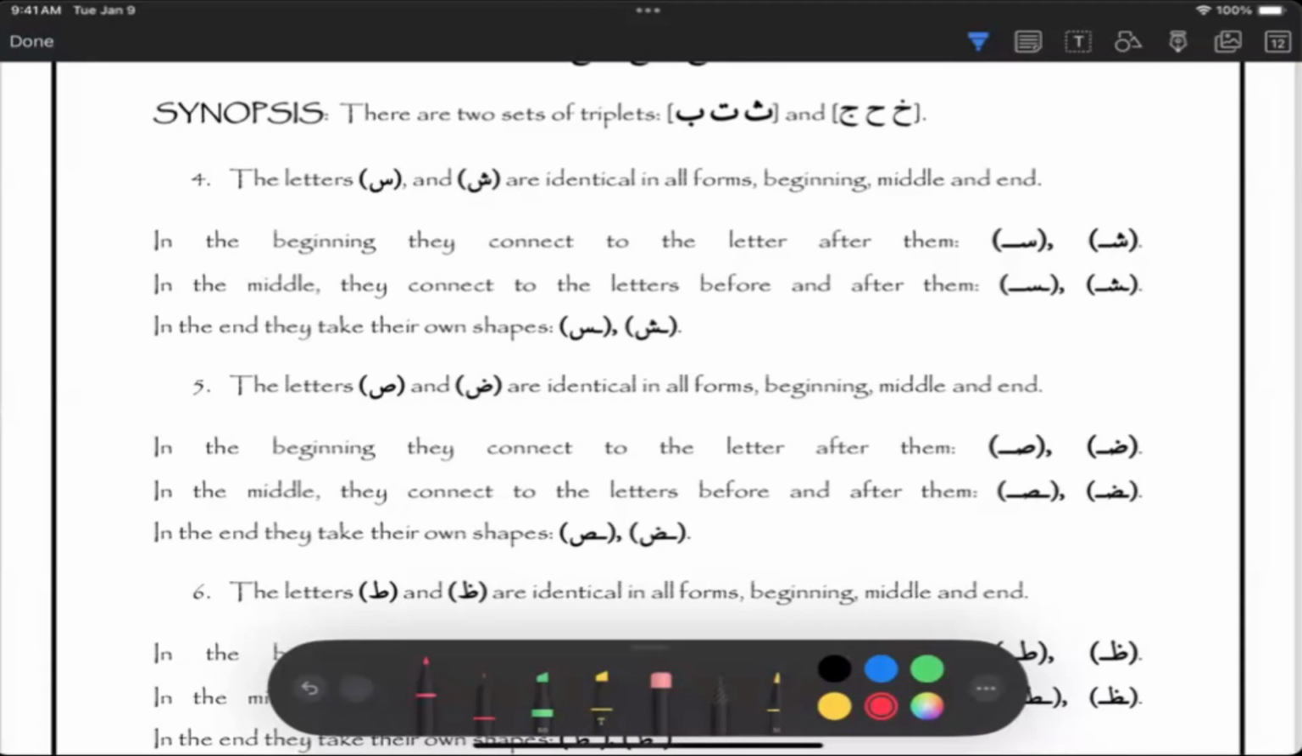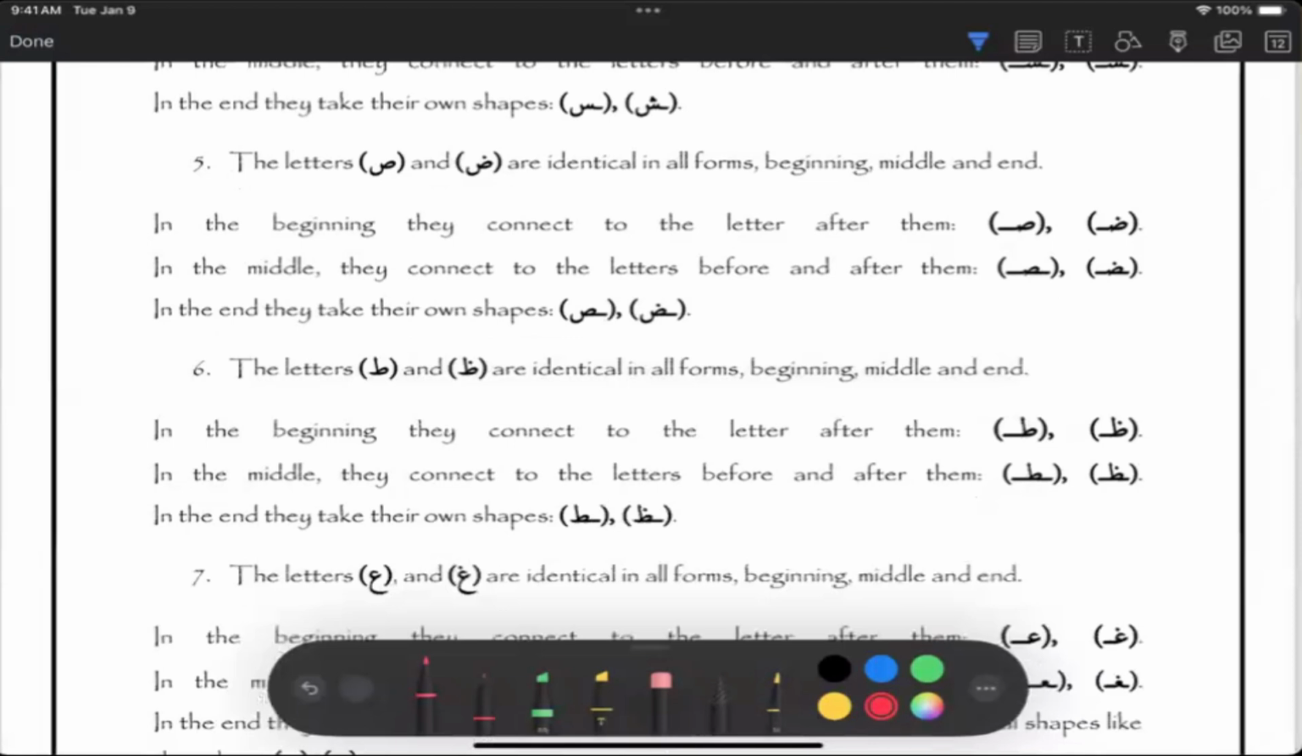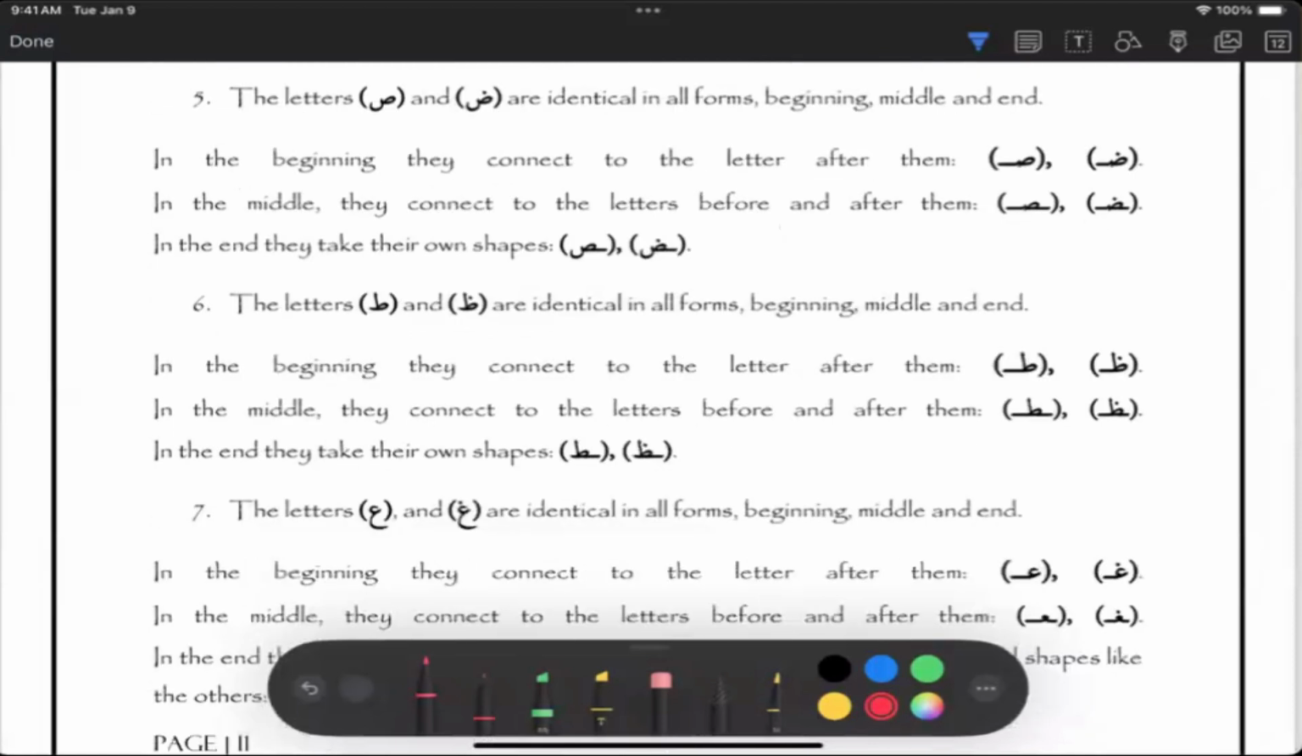Number 4, the letters Sin and Sheen are identical in all forms, beginning, middle, and end. In the beginning, they connect to the letter after them. In the middle, they connect to the letters before and after them. And in the end, they take their own shapes. So that's clear. 5, the letters Sad and Dad are identical in all forms, beginning, middle, and end.